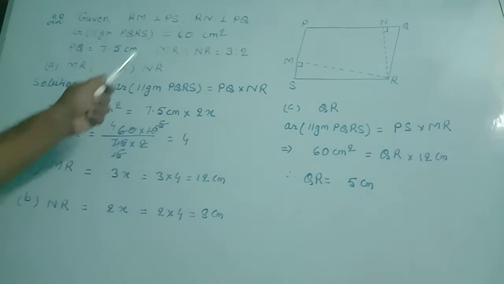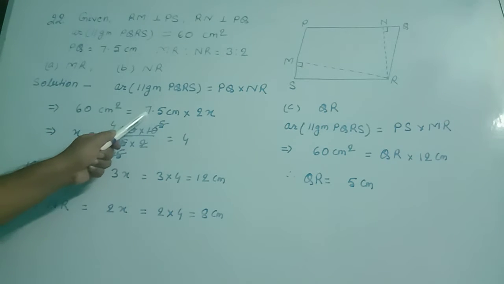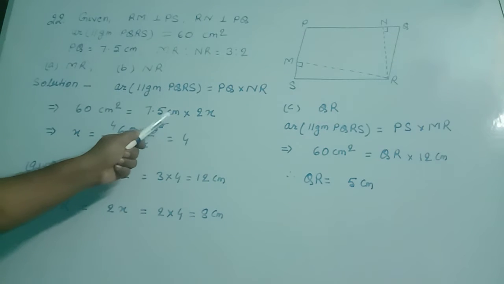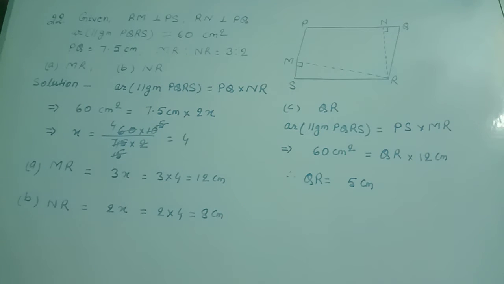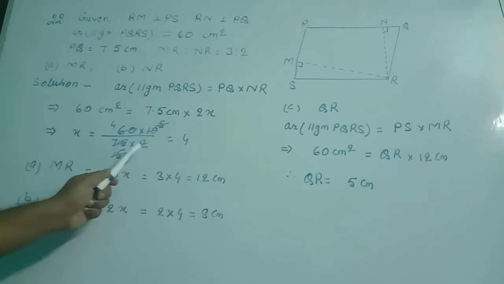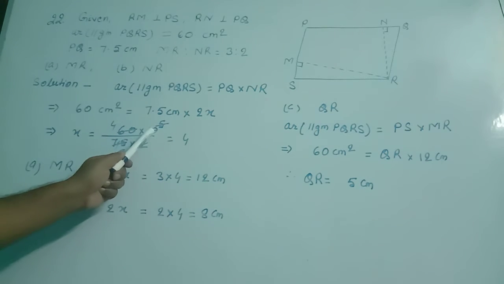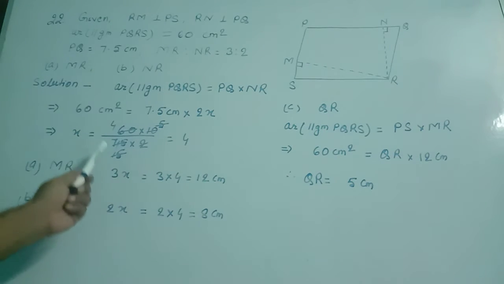This is given as 60 centimeter square, so I wrote 60 centimeter square equal to PQ, which is 7.5 centimeter, into NR, which is 2x. Because MR and NR are given in the ratio, we can consider MR to be 3x and NR to be 2x. Then I got the value of x equal to 60 by 7.5 into 2. For the omission of the decimal, 10 went up. Then I simplified and got the value of x equal to 4.